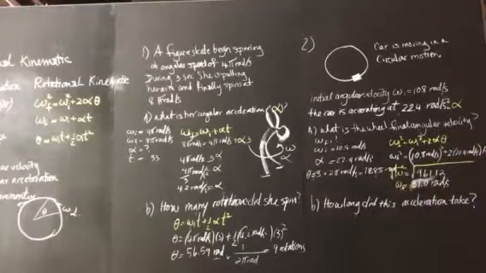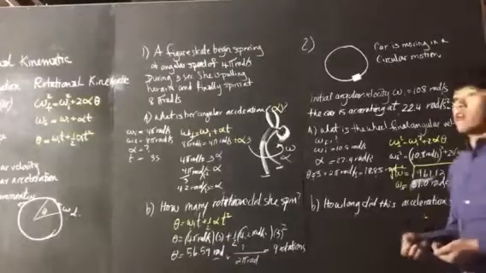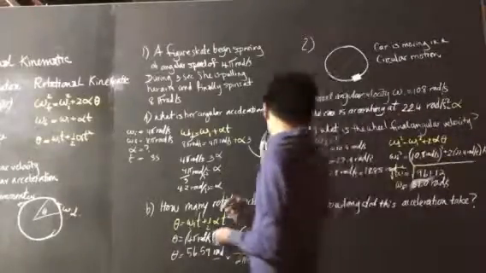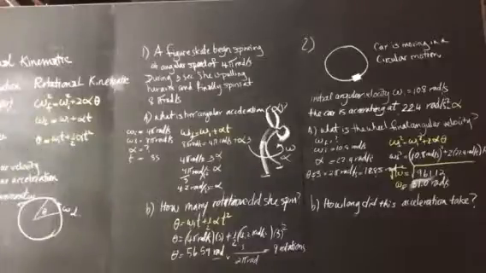So now we have used 3 different equations already. To figure out, the question is, what equation can you use to figure out how long this acceleration took? 1, 2, or 3? What equation should you be getting?